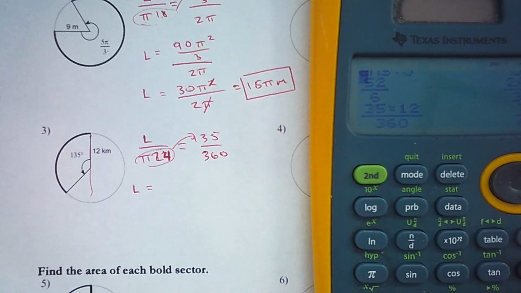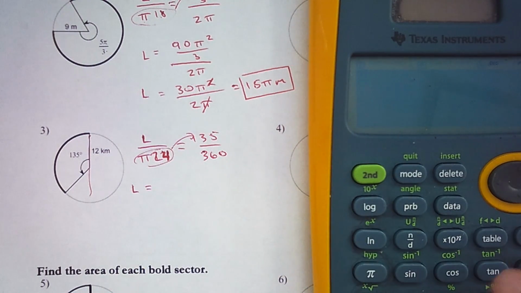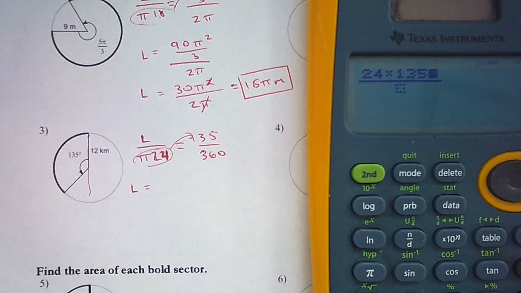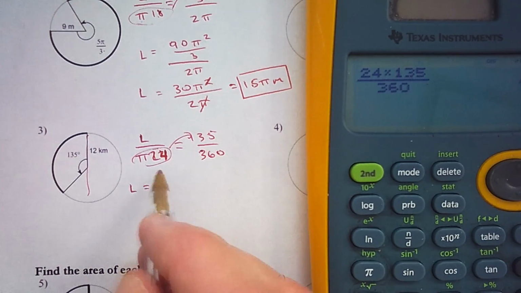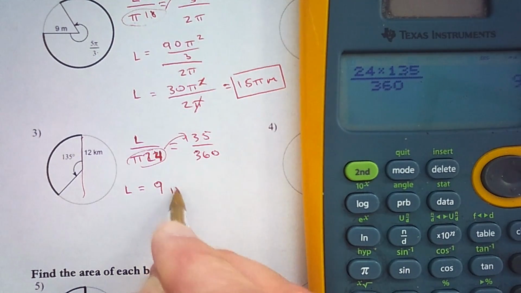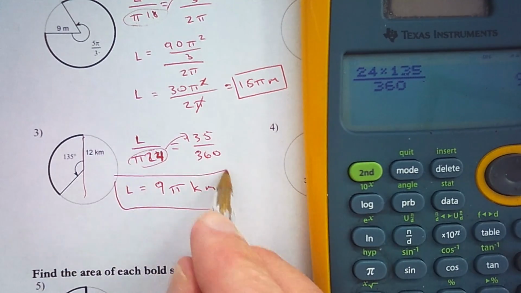Okay, so clear that out. So I've got 24 times 135 in the numerator and 360 in the denominator, and that comes out to 9. So I have 9 pi kilometers as my arc length.